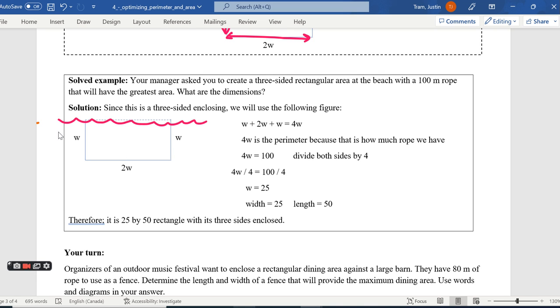I have a 100-meter rope to work with. Now I have 1 W there, 2 W's there, another W there. So I have 4 W's equal to a 100-meter rope. So what's 1 W then? Divide by 4, divide by 4. So 1 W would be 25 meters. So if this is 25, what's 2 times 25? This would be 50. Therefore, a 25 by 50 rectangle with its 3 sides enclosed would give you the maximum area.